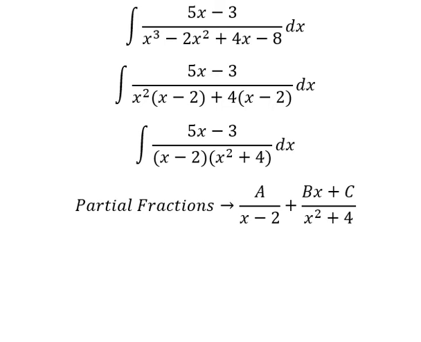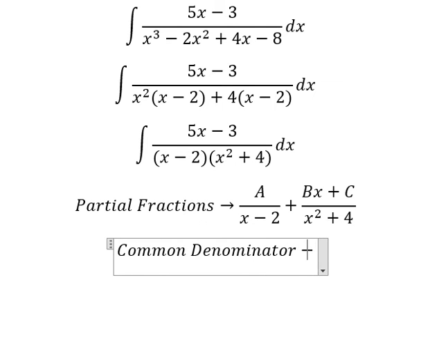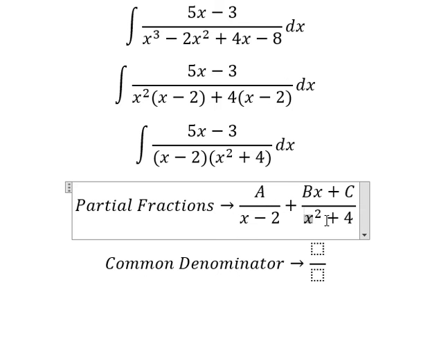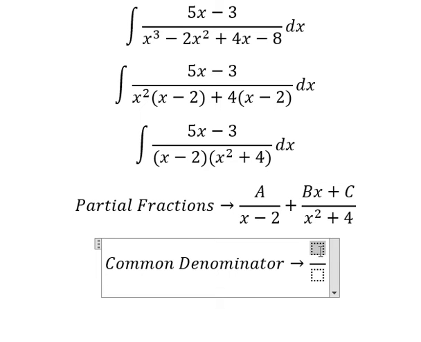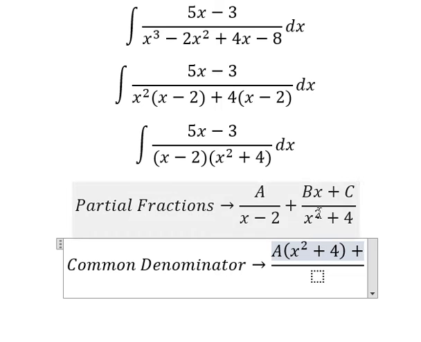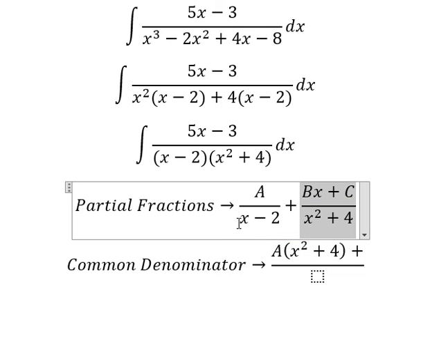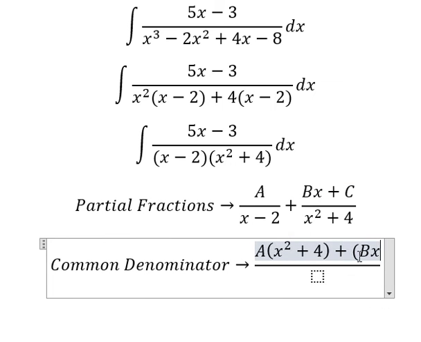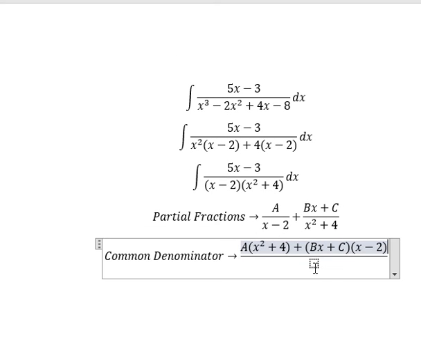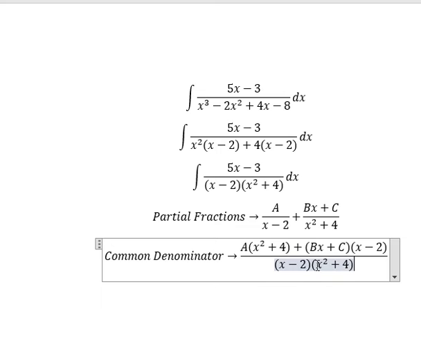Next, we need to do common denominator. So about this one, it is missing this one. So capital A multiplied by s squared plus 4. About this one, it is missing s minus 2. So we have bs plus c multiplied by s minus 2. And this one, we have s minus 2 times s squared plus 4.